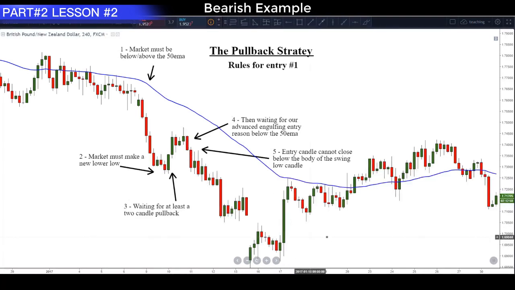Now let's go ahead and move on to a bullish version of this entry reason number 1 for the pullback strategy, and then we'll move on to the next video in this section of the course and take a look at entry reason number 2 for the pullback strategy.